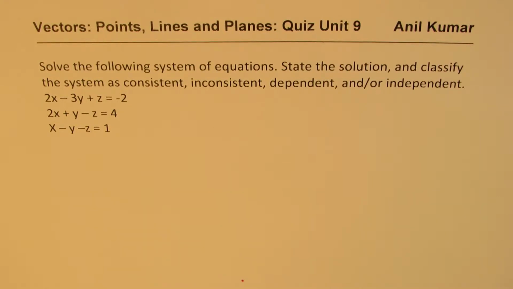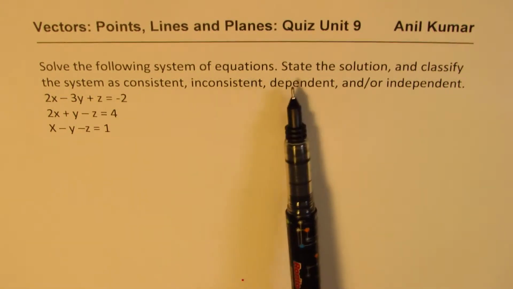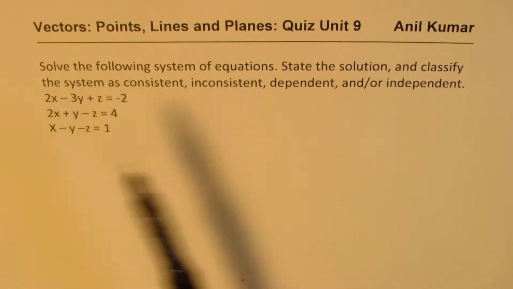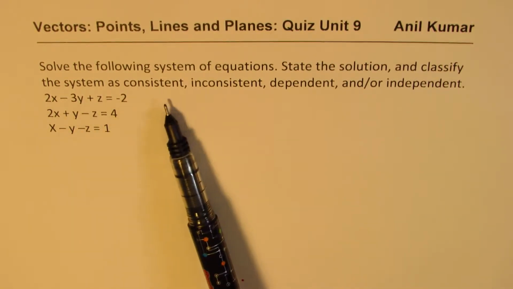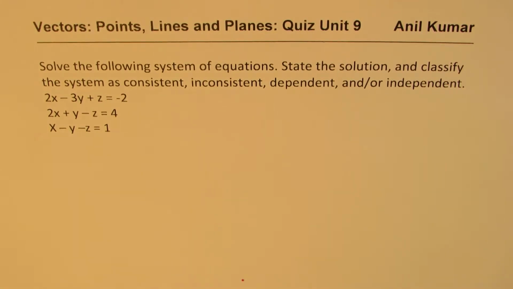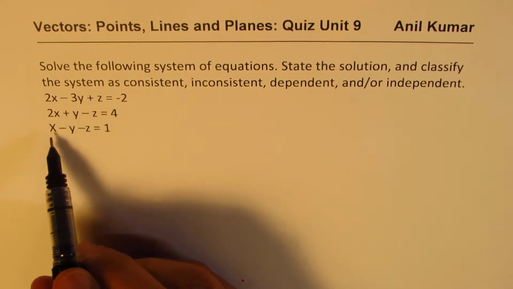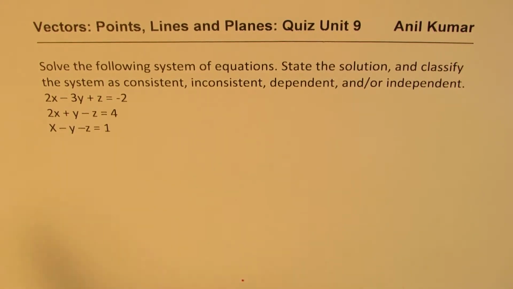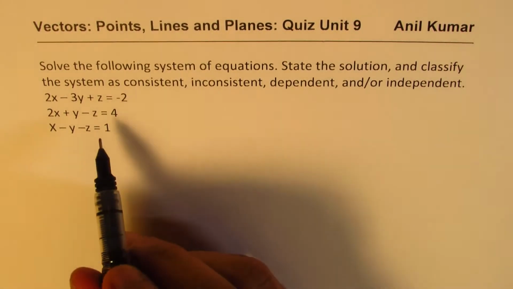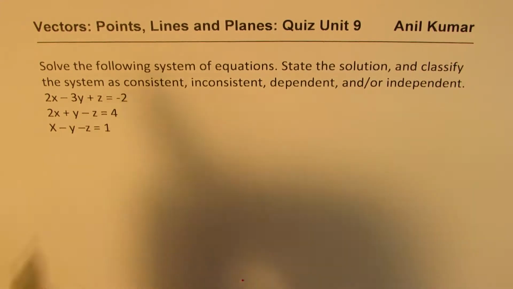We're looking at the intersection of planes in this particular video. The question here is: solve the following system of equations, state the solution, and classify the system as consistent, inconsistent, dependent, and/or independent. So we are given three equations of the plane. We'll use the matrix method, the Gaussian method, to find the solution.